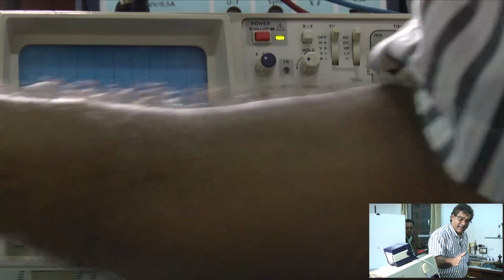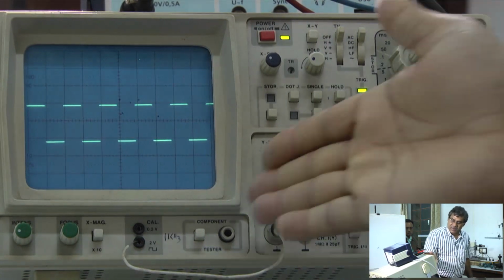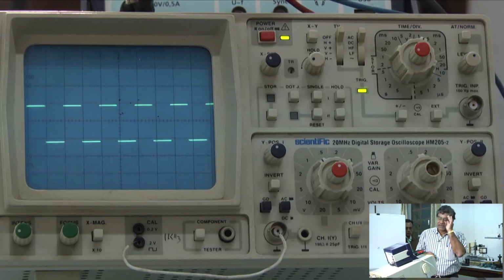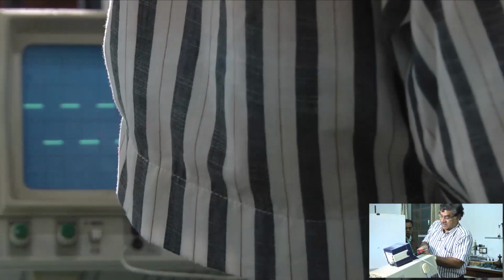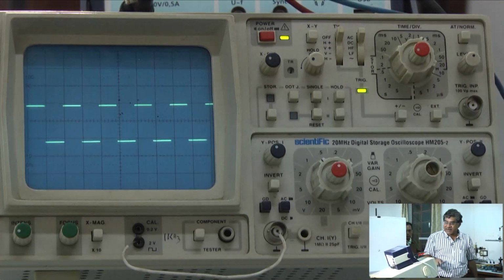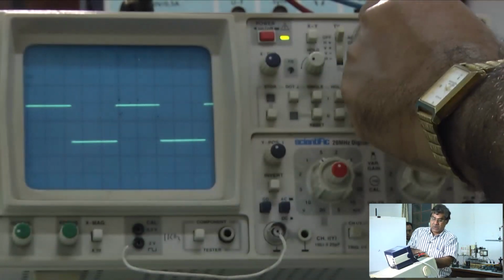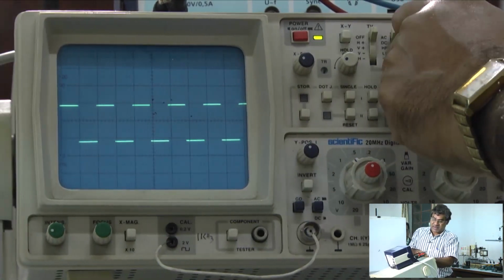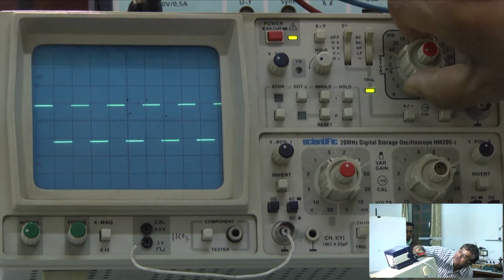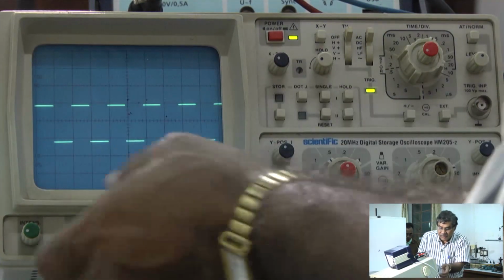If 1 millisecond, then it will be 1 by 1 millisecond, it will be 1 kilohertz. Okay. So, I think this knob, where I am seeing it at 1 millisecond, is not the case, it is at 0.5. So, one has to be careful, that is why this calibration is important. I think one should rectify this one. Anyway, so that way one can calibrate.